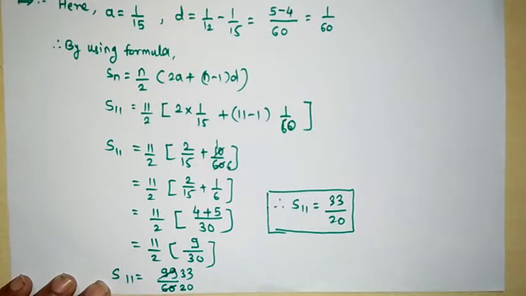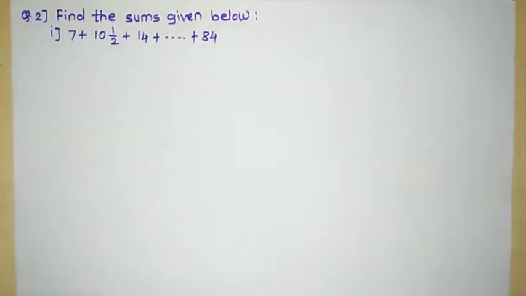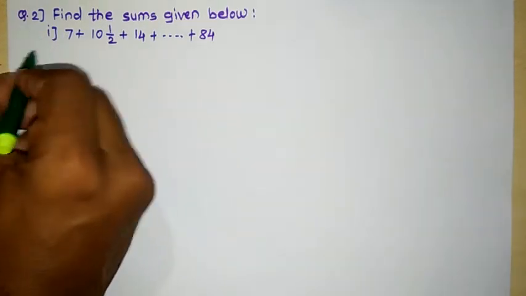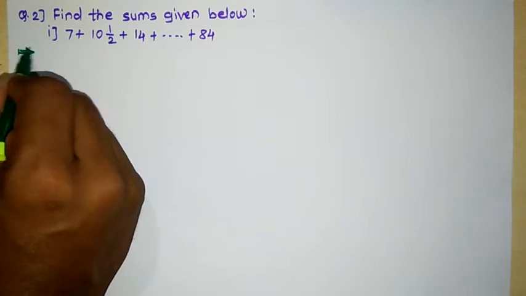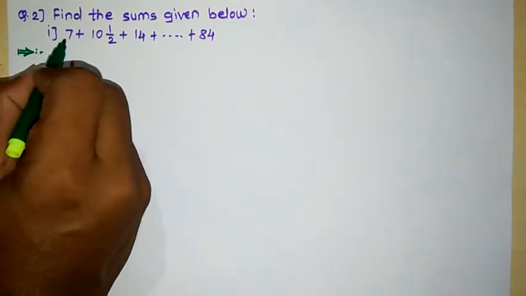33 divided by 20. It is the sum of the first 11 terms. Now we will see the second question. In that second question, sub question 1, what is the second question here? Second question is, find the sums given below. Here we have to find the sum of what is given, that is addition we have to do here. See here, check here.